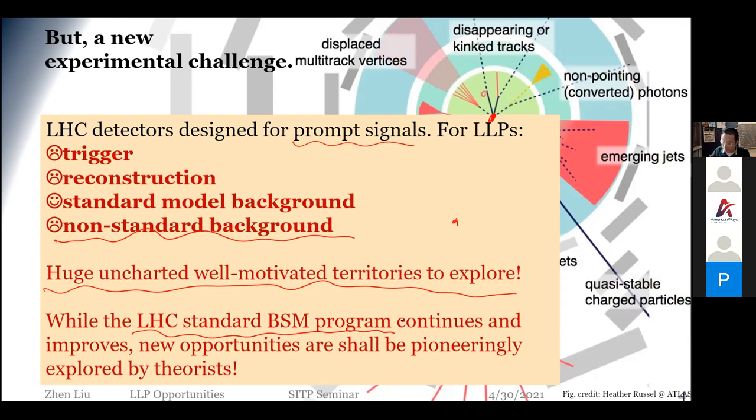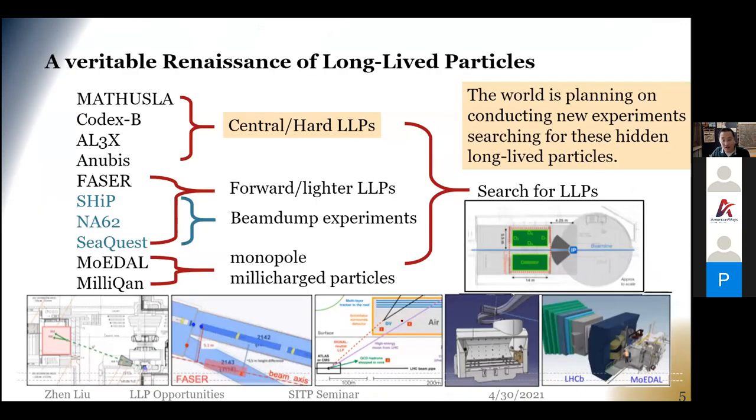Okay. And indeed, there's a veritable renaissance of long-lived particle signatures, right? It's not that we only started talking about long-lived particles in recent years. People, especially in SUSY phenomena, talked about them a long time ago, okay? But only in recent years have people generated more and more interest. One reason, as I mentioned earlier, is that the standard search is going on well, okay? And people start to think about more opportunities.